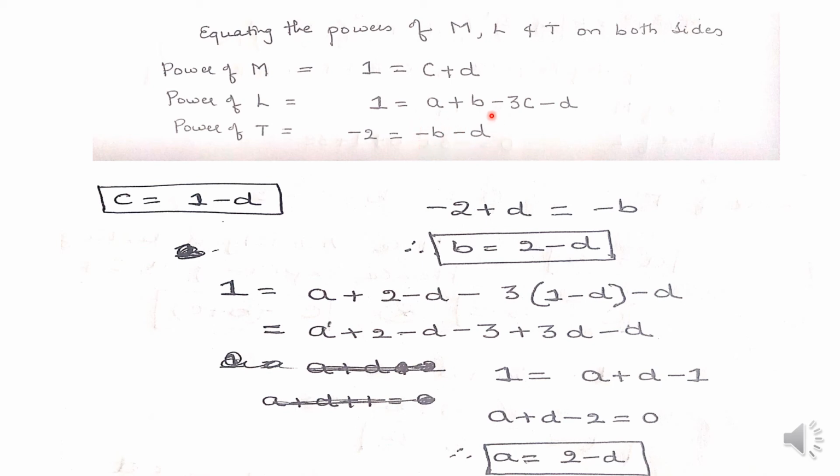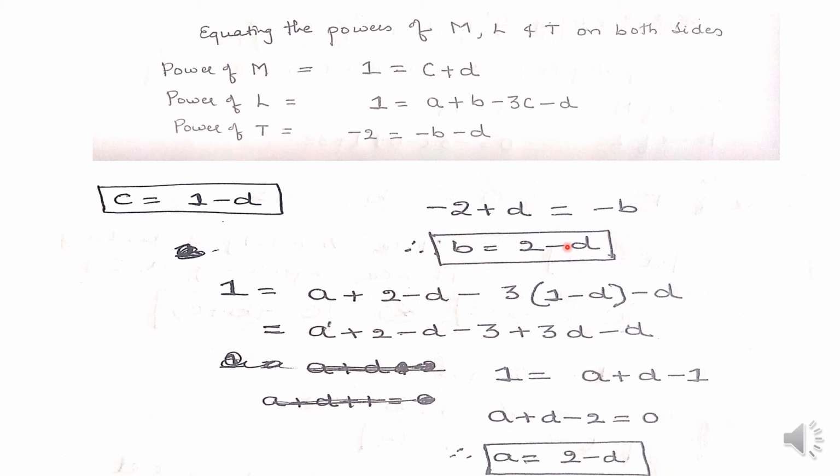So minus 2 plus d, I will take here minus 2 plus d, that will be equals to minus b. I want only b here, therefore b will be equals to 2 minus d. Here also I have expressed b in terms of d.